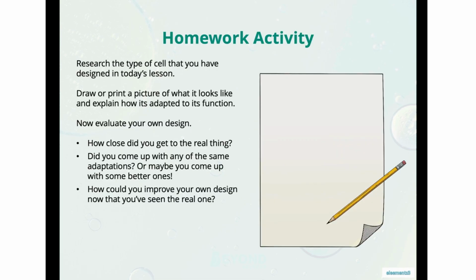Homework activity. Research the type of cell that you have designed in today's lesson. Draw or print a picture of what it looks like and explain how it's adapted to its function. Now, evaluate your own design. How close did you get to the real thing? Did you come up with any of the same adaptations? Or maybe you came up with some better ones. How could you improve your own design now that you have seen a real one?